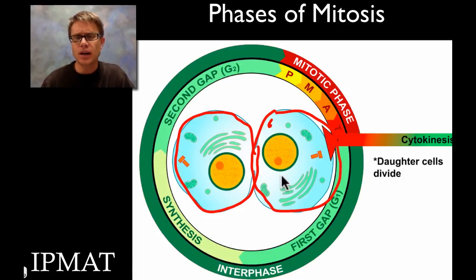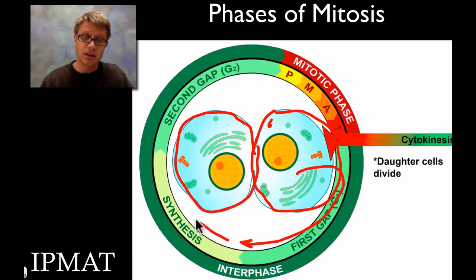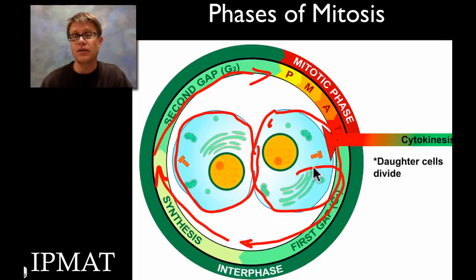Now, if you think about it, what's the next step? Well, the next step is this cell is going to go into G1 phase. So it's going to start growing, it's going to copy its DNA, and then it's going to grow again, and then it's going to divide in half again.